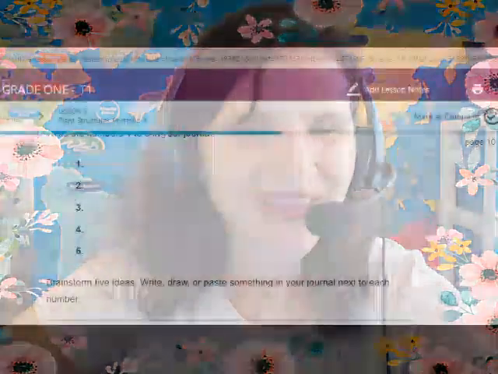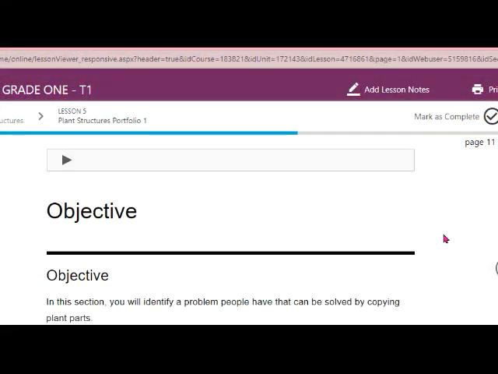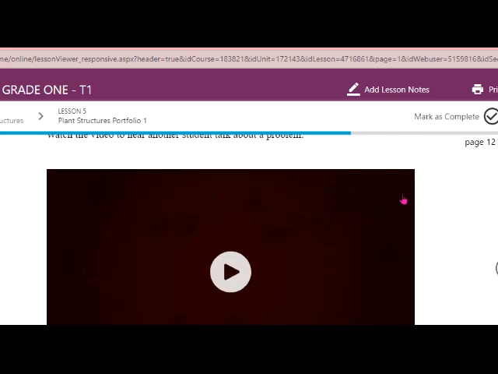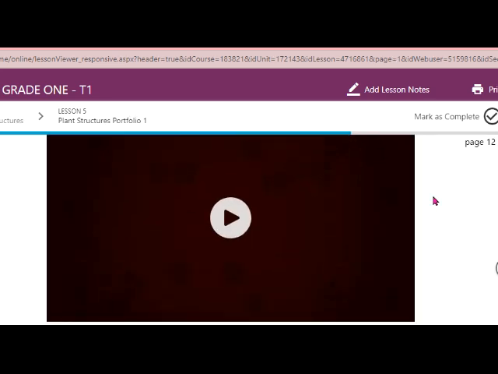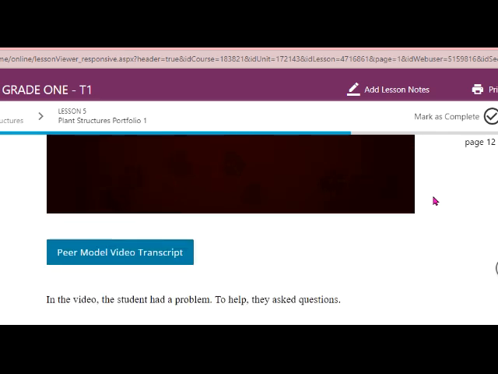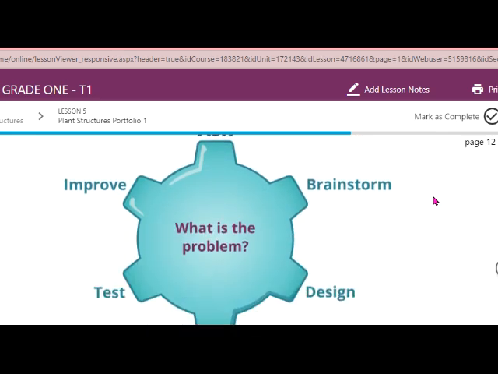Let's look back at your lesson. Objective: in this section, you will identify a problem people have that can be solved by copying plant parts, right? We're right in the middle of that process right now. Here is a video where another student is going to talk about a different problem. So if you don't have an idea of what your problem is going to be yet, watch this video. Remember, it's okay if you use one of the examples from the lesson. That is perfectly fine.